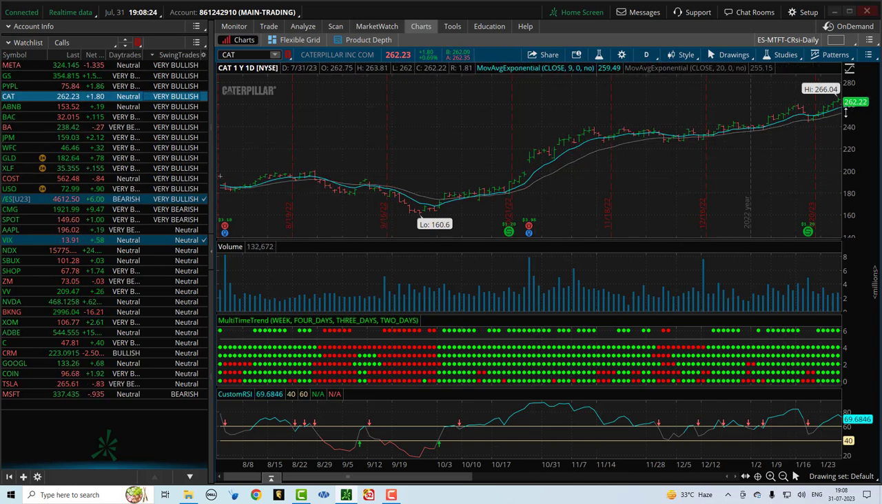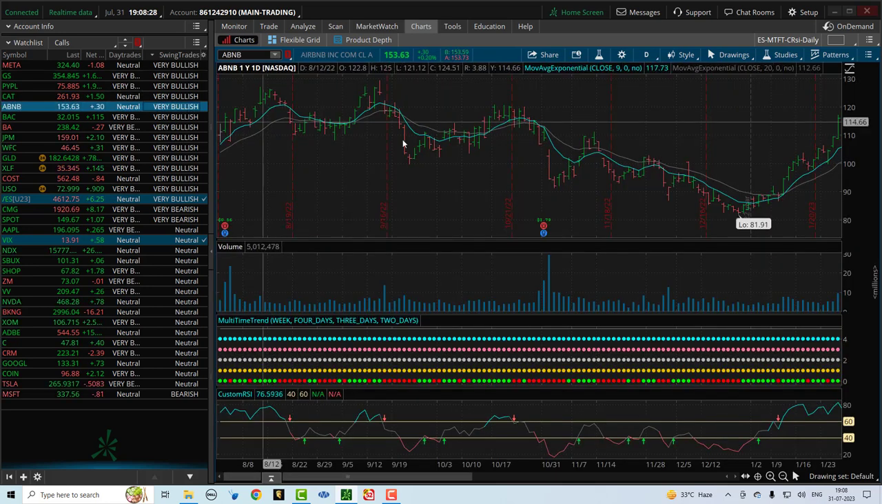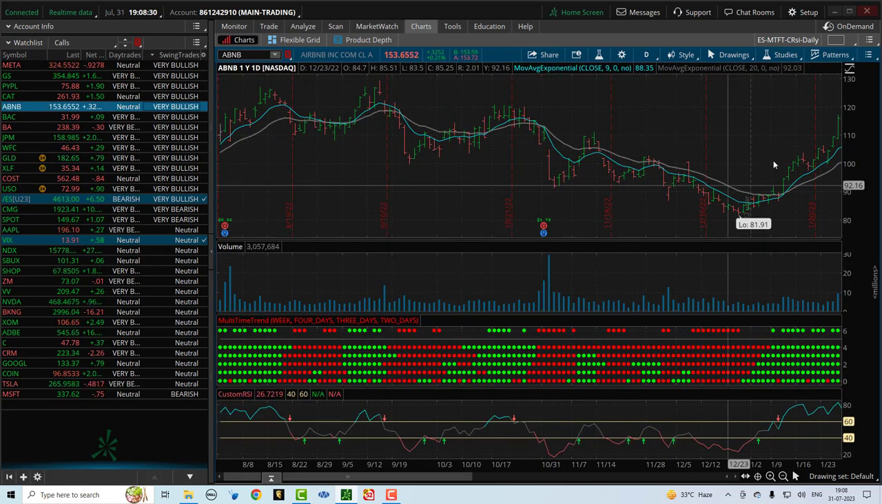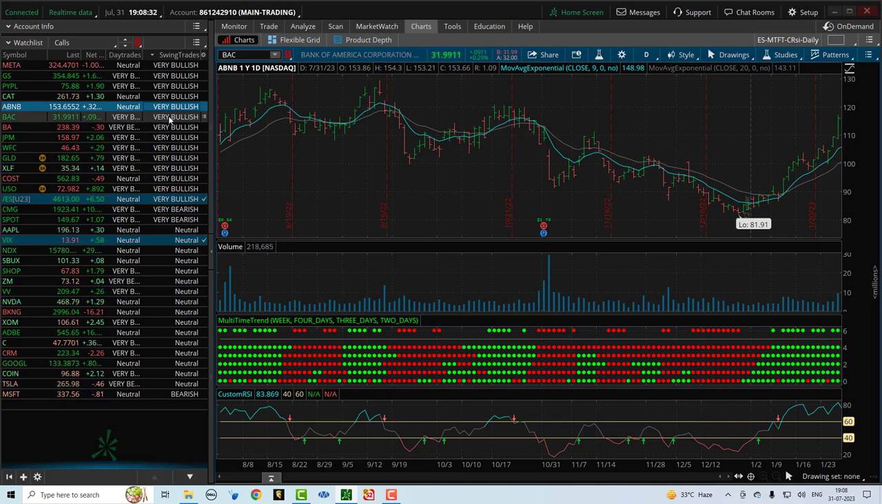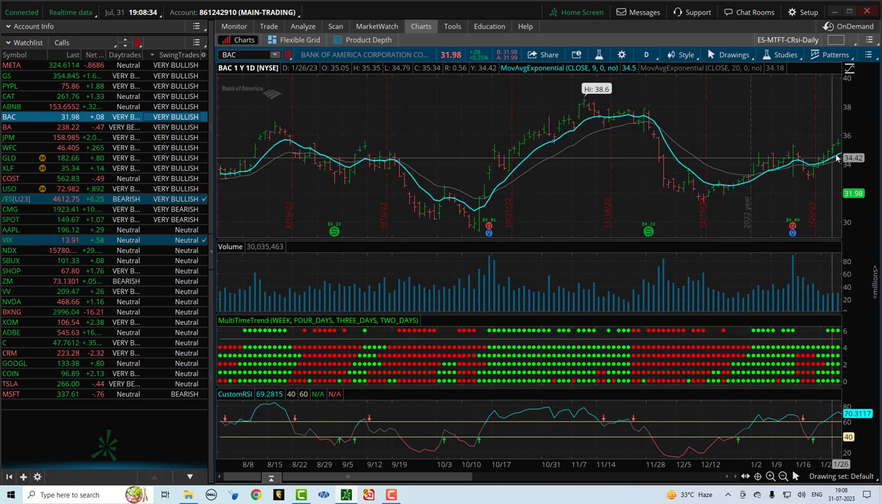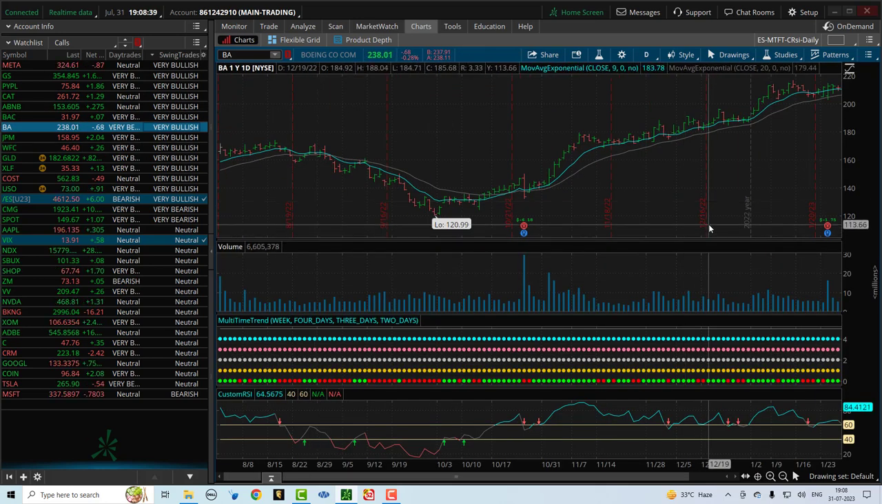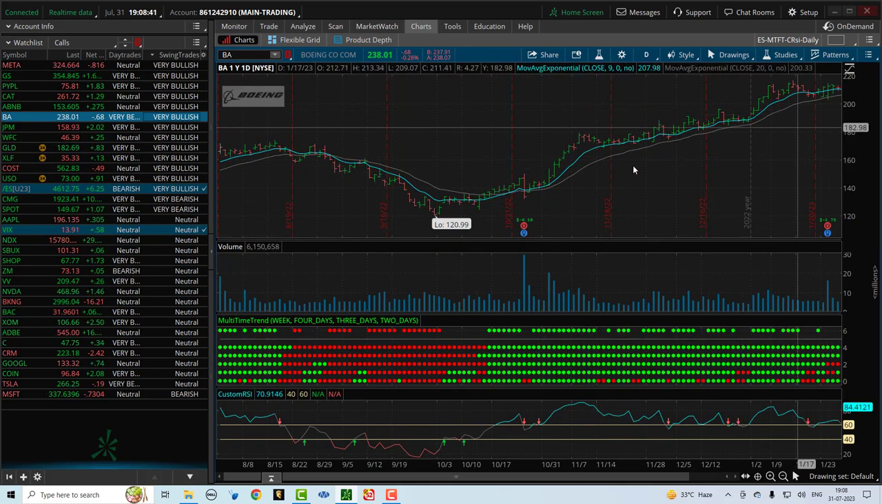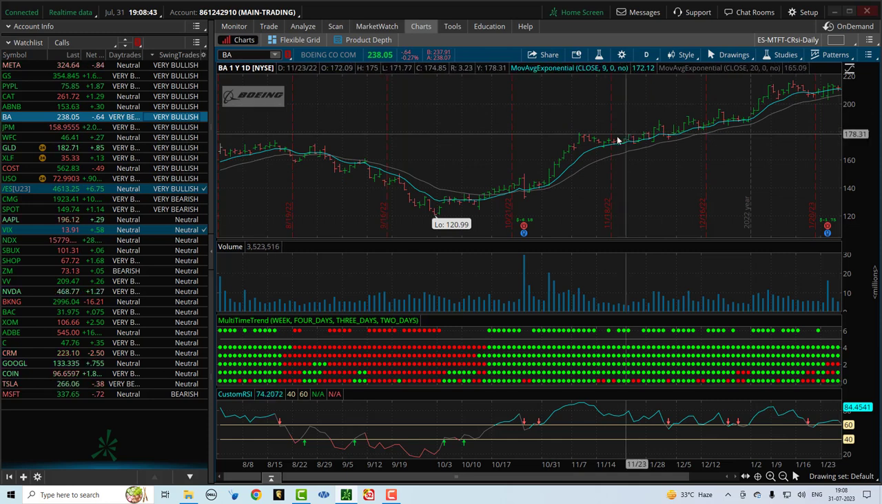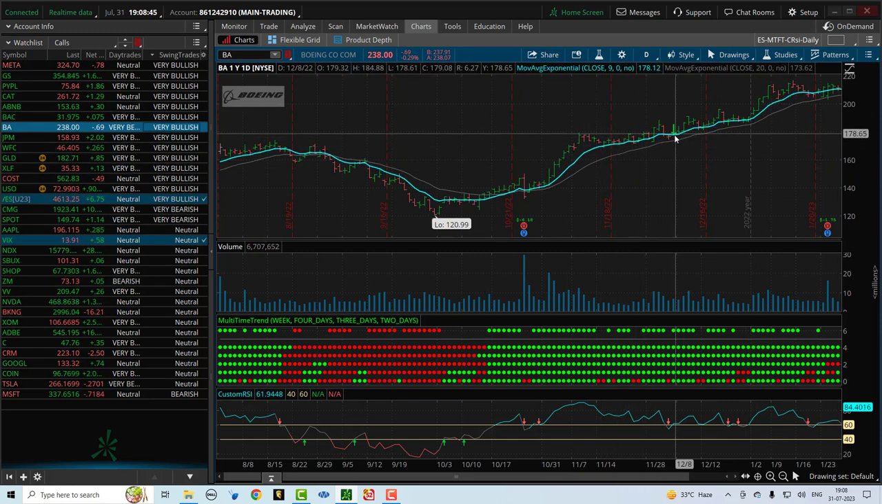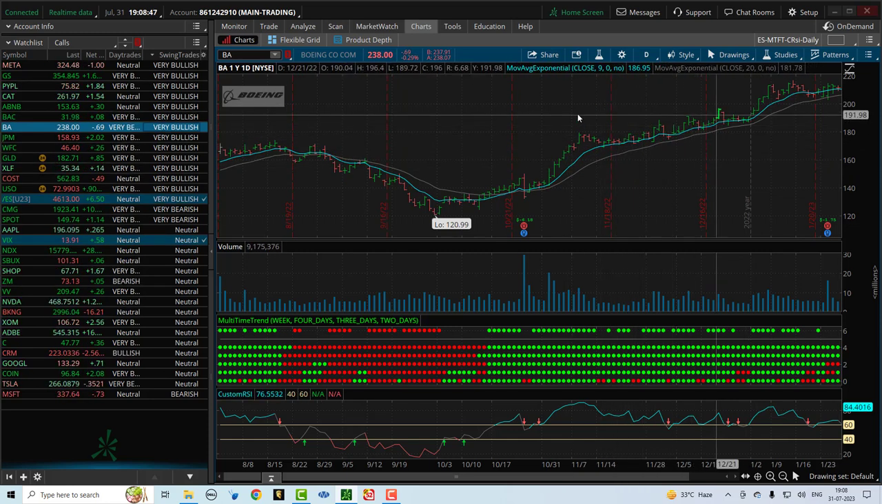Caterpillar has been on a lovely run for a long time. And here we have Airbnb, which also has been on a lovely run for at least a month. Bank of America, not about a month, but at least in the recent few days. Boeing's been on a solid run here. You can see it's been going on for a couple of months, if you don't count some of these consolidation patterns.